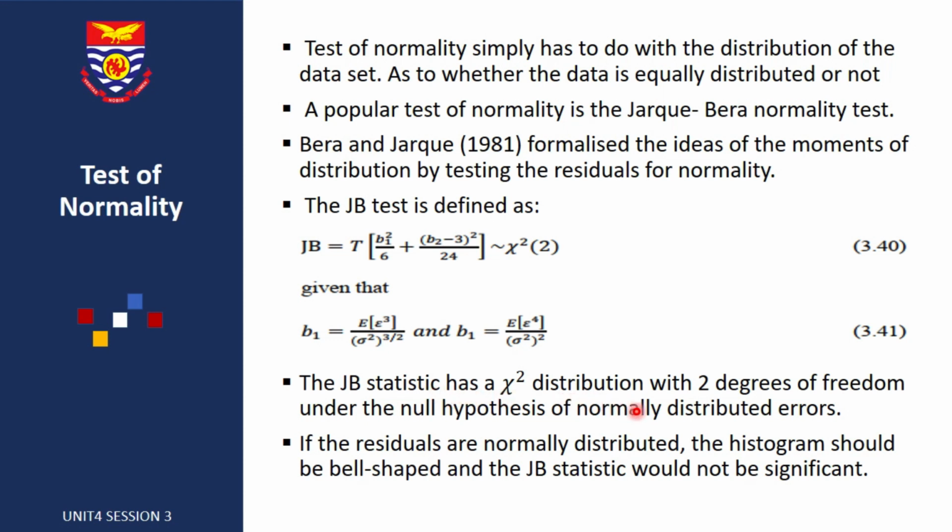So if we are saying there are normally distributed errors, for us to be able to reject the null hypothesis, we should show that the test result is significant. If the residuals are normally distributed, the histogram should be bell-shaped, and the JB statistic should not be significant. So what we are saying is that if the value is significant, then the residuals are not normally distributed. If not, then they are normally distributed.